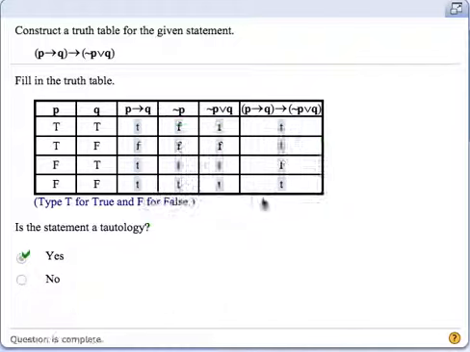Check that one out. This is one of the more difficult questions. I believe there's not a question on the quiz that's quite this involved. But can you put these basic truth table concepts together? You will see some questions like that. Give it a shot. Talk to you later.